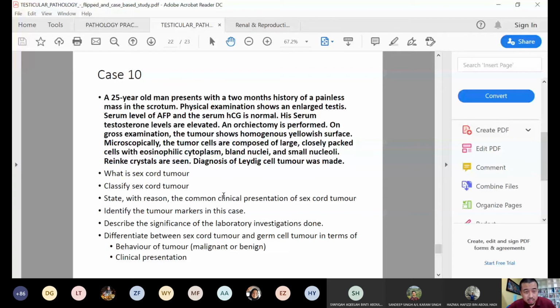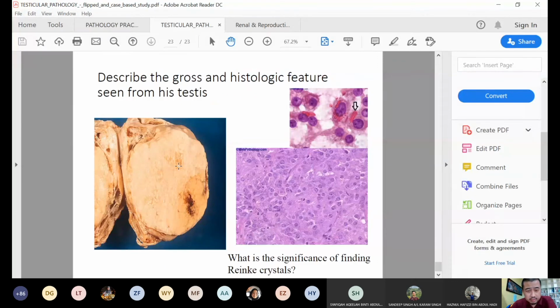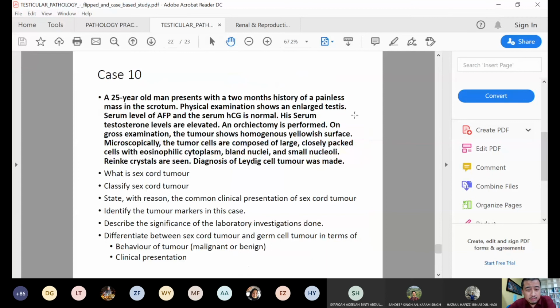Okay, now we go to the last one. So this is a different type of tumor. It's not the germ cell tumor. This is the sex cord tumors. So 25-year-old with painless mass, AFP and HCG is normal, testosterone level is elevated. An orchiectomy is done. The tumor shows homogeneous yellowish surface. Microscopically, you see cells that are eosinophilic with Reinke crystals. These are Reinke crystals. Okay. Diagnosis of Leydig cell tumor was made.